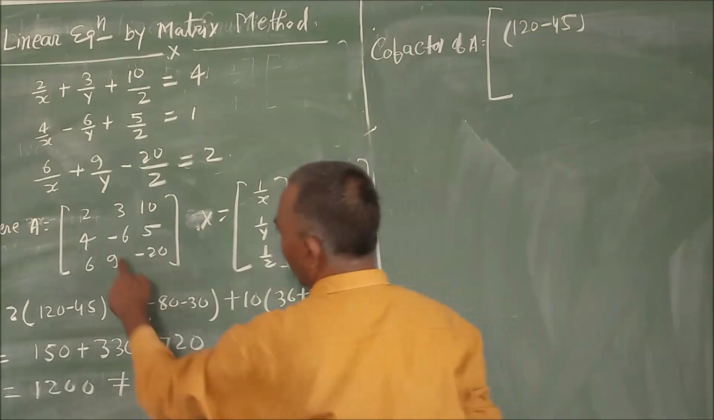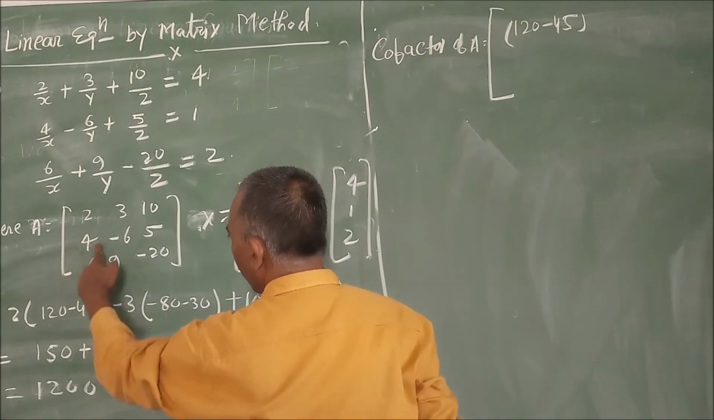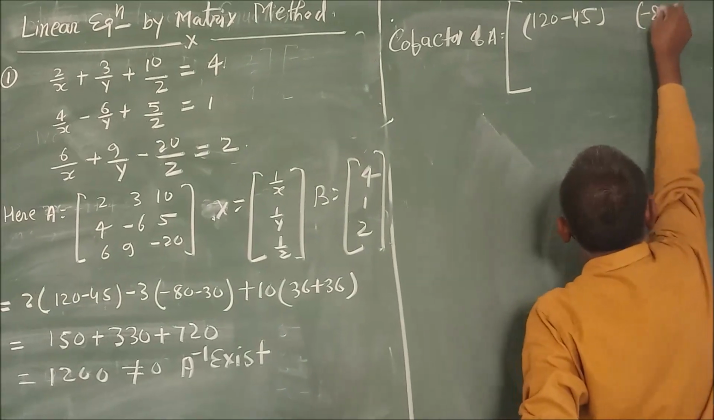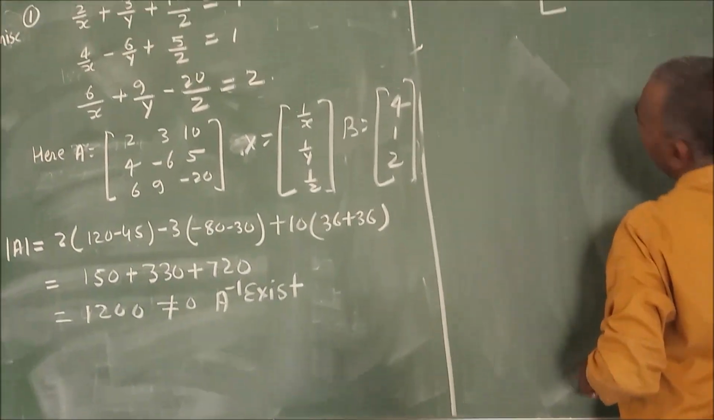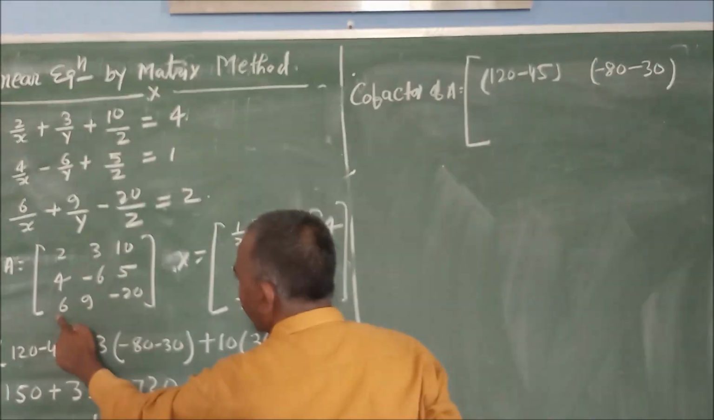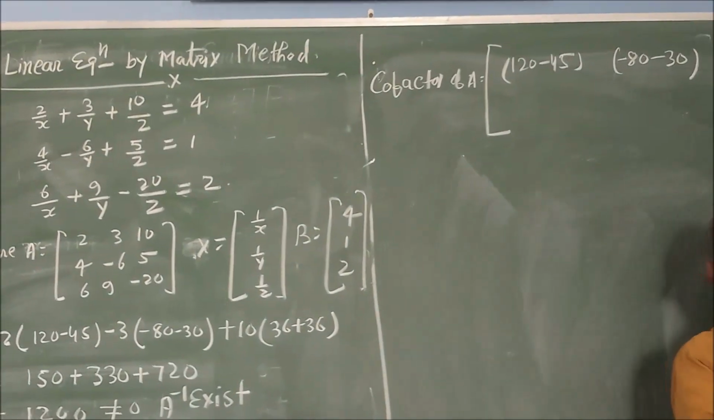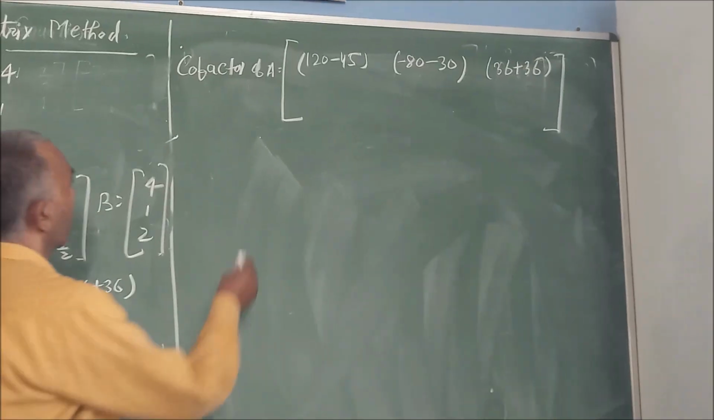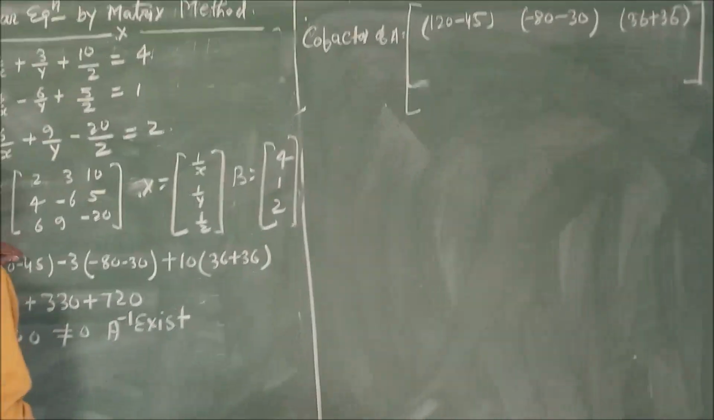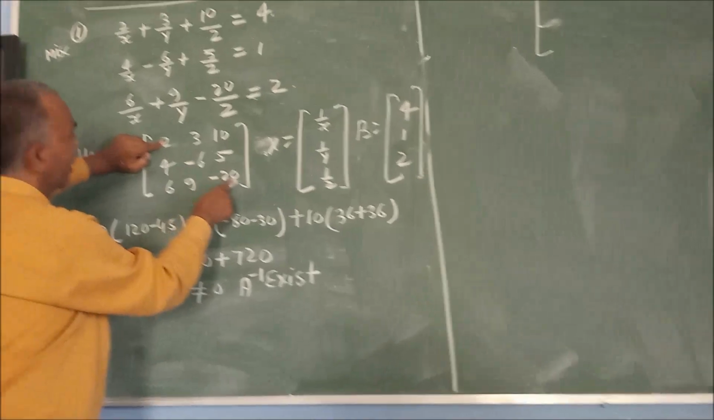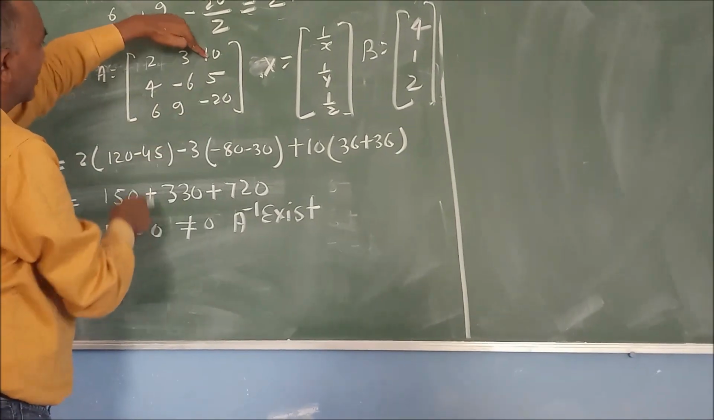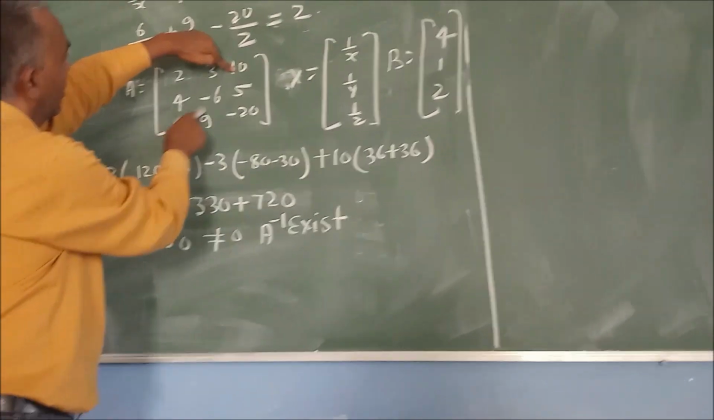And for this element 3, you can write 4 into this and 6 into 5. So you may write minus 80 minus 30. And for this element 10, you can write 4 into 9 and 6 into 6. So you may write 36. So this will be equal to, check here, पहले हम इस 2 का निकालेंगे, तो 120 minus 45, फिर इस 3 का, minus 80 minus 30, फिर इस 10 का, 9 into 4, 36 plus 36.